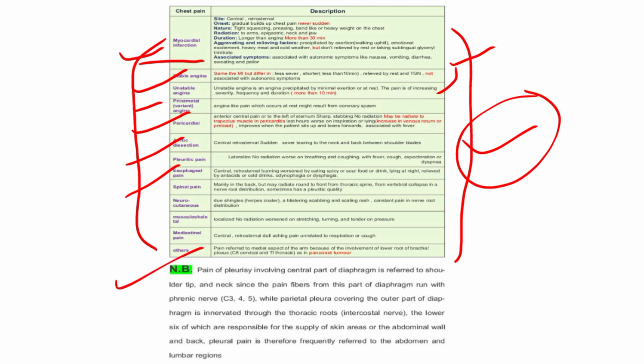Some note points: pain of pleurisy involving the central part of the diaphragm is referred to the shoulder tip and the neck, since the pain fibers from this part of the diaphragm run with the phrenic nerve, while the parietal pleura covering the outer part of the diaphragm is innervated through the thoracic roots. The lower six of which are responsible for supply of the skin area over the diaphragm wall and the back. Pleural pain is therefore frequently referred to the abdominal and the lumbar region. You can see this is due to the nerve innervation.